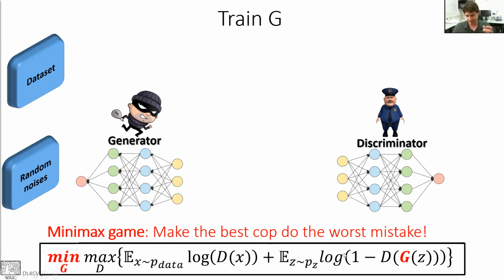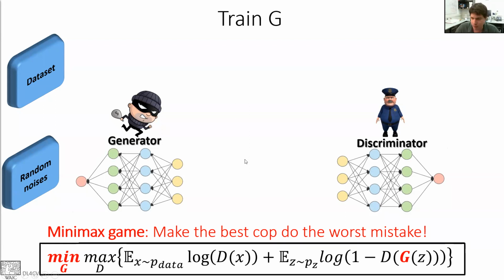I'm looking for making the best cop make the worst mistake. And for this I need the cop to get as good as possible. I'm training the discriminator to be the best binary classifier possible, but I'm also training the generator G to create such examples. You see it only expressed here, this G of Z, to create such examples that even if D is very good at its job, I'm trying to create examples that will fool it. And this is the minimax game that we have here.